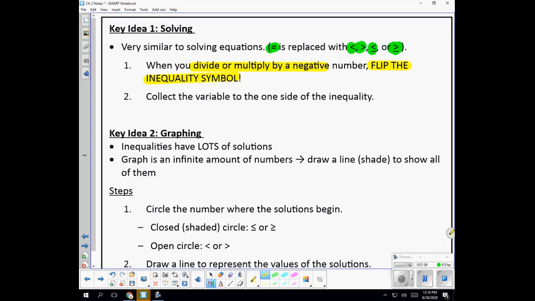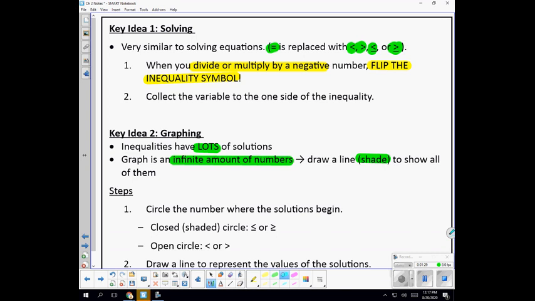The key idea number 2 is graphing inequalities. We need to understand and remember that inequalities have lots of solutions, not just one. When you graph an inequality, it is an infinite amount of numbers, so we somehow need to be able to show that when we graph it. The way that we do that is we draw a line or shade to show all of them.